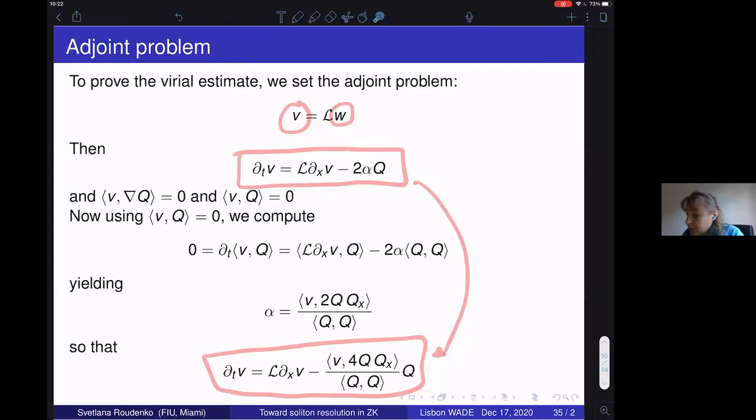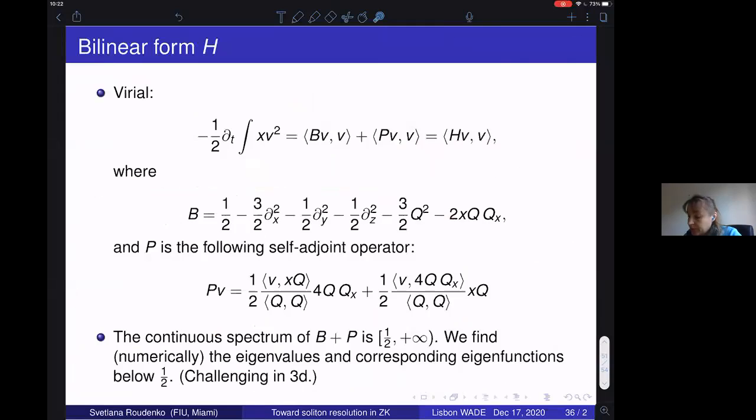And of course, that's what creates the problem. So when we look at the virial, there is a bilinear form which shows up and which has 2 parts. The first part looks quite nice, because for example, we know that the spectrum will start from 1/2. There's something like a Laplacian, although with different coefficients, but that's also not really a problem. Maybe there's a Q squared. There's a little bit more complication with this, but it's still not a big problem.